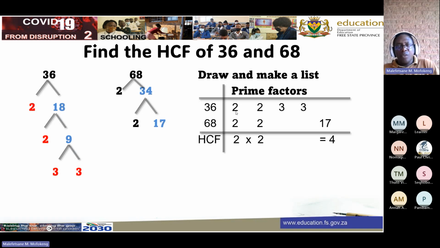36 is 2 by 2 by 3 by 3. And 68 is 2 by 2 by 17. Now we can check the pairs. You only take 1 from the first pair, and we take 1 from the second pair. And then you don't take the 3s and 17 because there are no pairs linked to the 3s and 17. Then you multiply the 2 2's and the answer is 4. That means the highest common factor of 68 and 36 is 4.